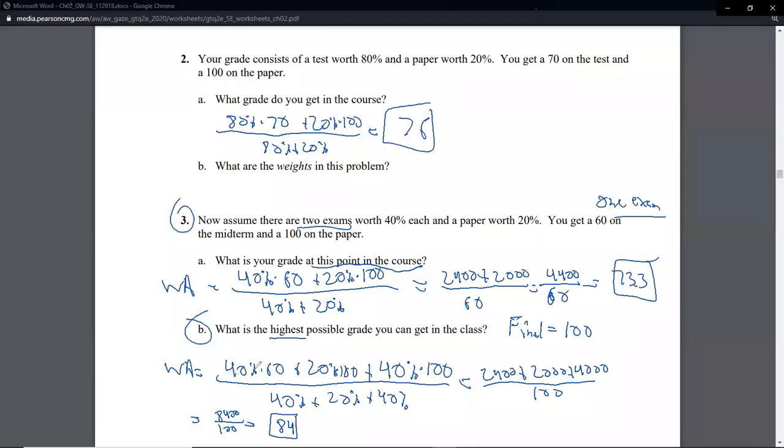All right, so you can earn a B, but you don't have a lot of wiggle room with this B, do you?